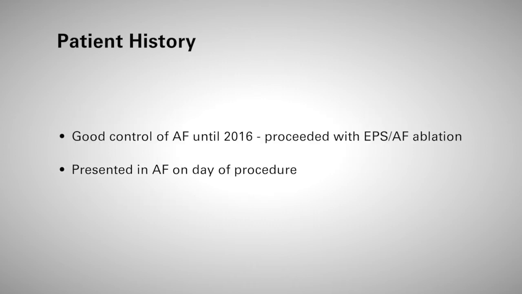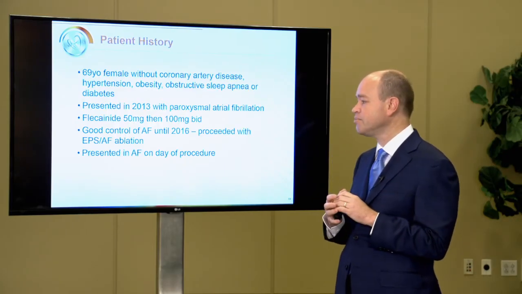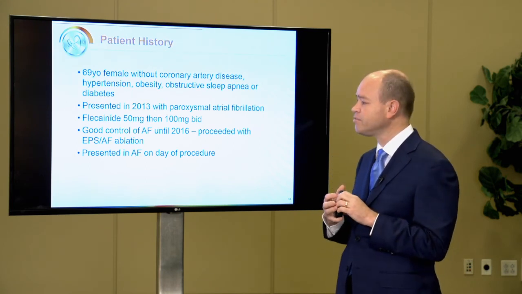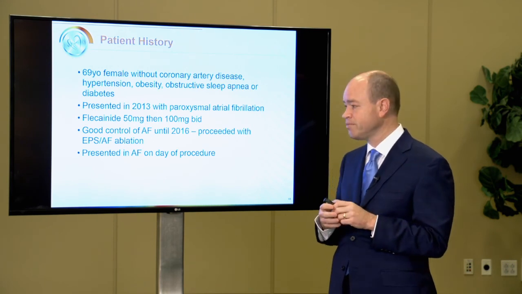She had presented in 2013 with paroxysmal atrial fibrillation, which was treated initially medically with flecainide at escalating doses. She had good control of her atrial fibrillation until 2016, at which time she re-presented with recurrent highly symptomatic atrial fibrillation, and we proceeded with EP study and AF ablation.